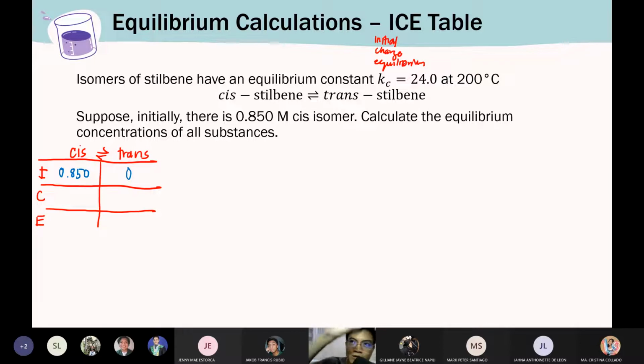Diba, magbabago yan. So, initial, then may magbabago until it reaches equilibrium. By just looking at the number, sino yung mababawasan sa tingin niyo? The reactant will decrease and the product will increase ba? Okay, so tama yon.